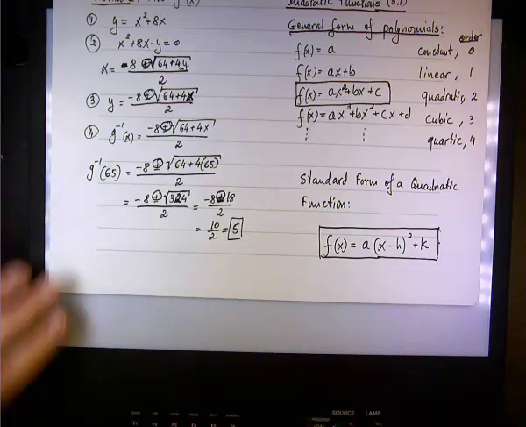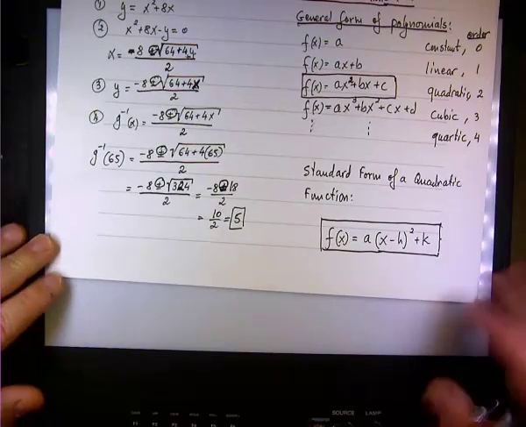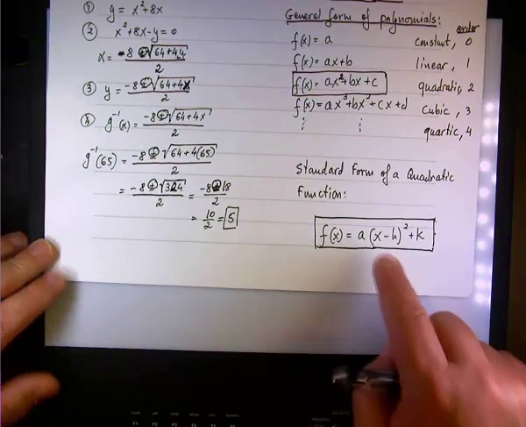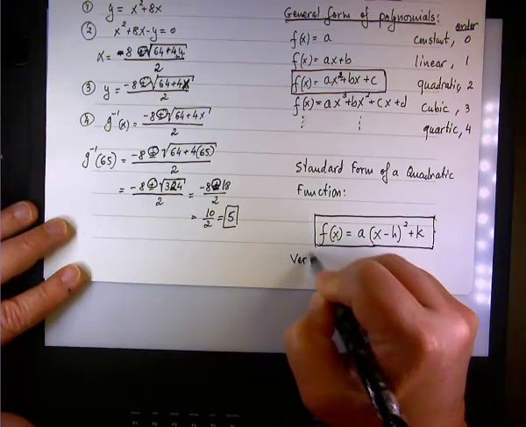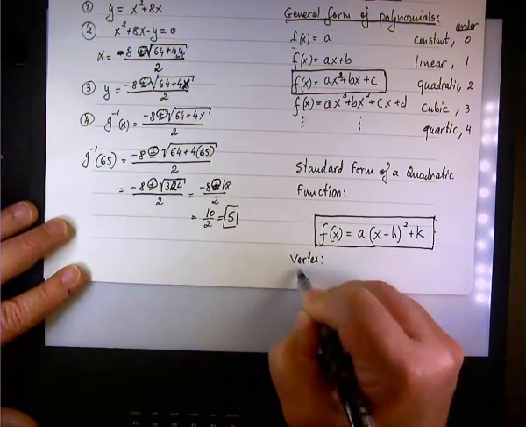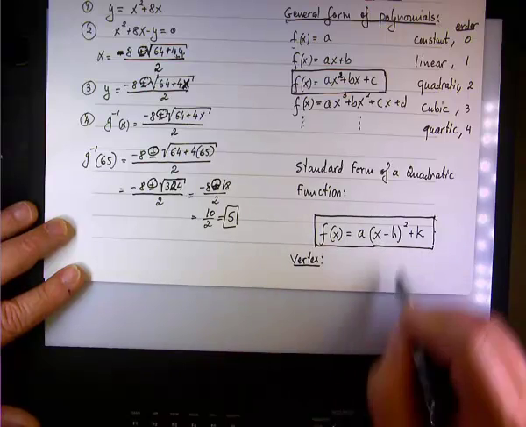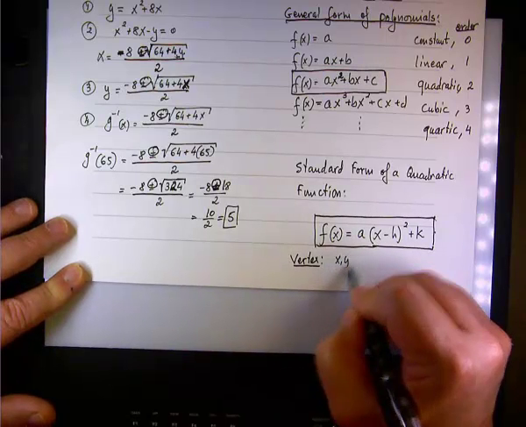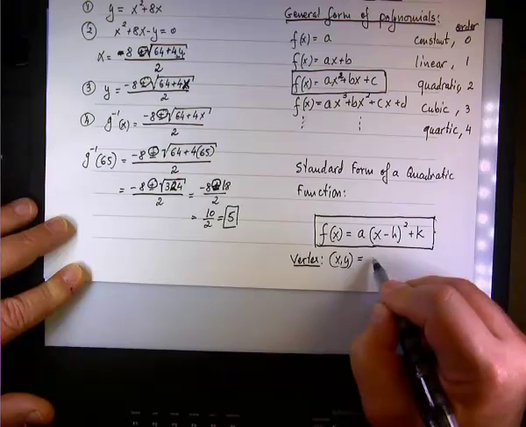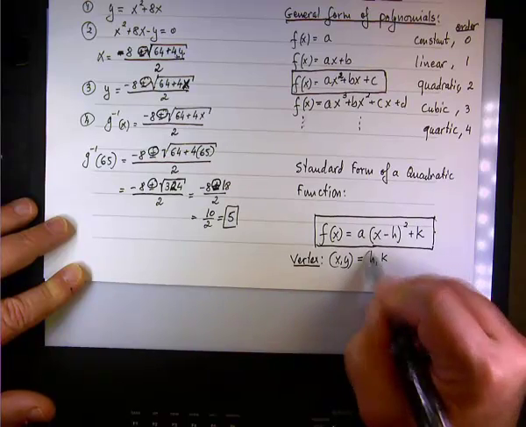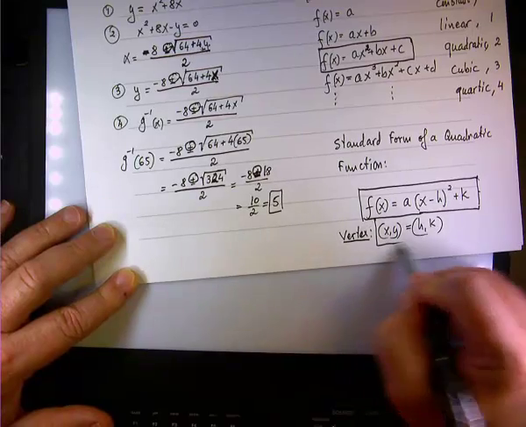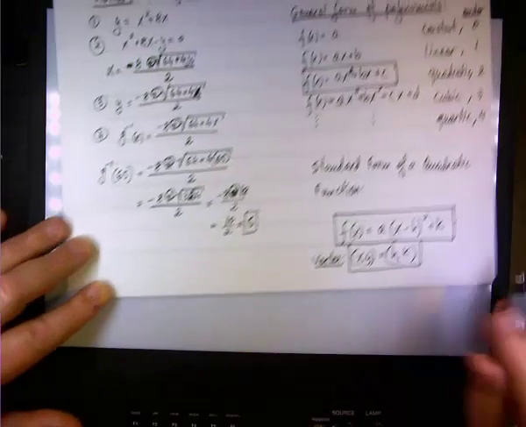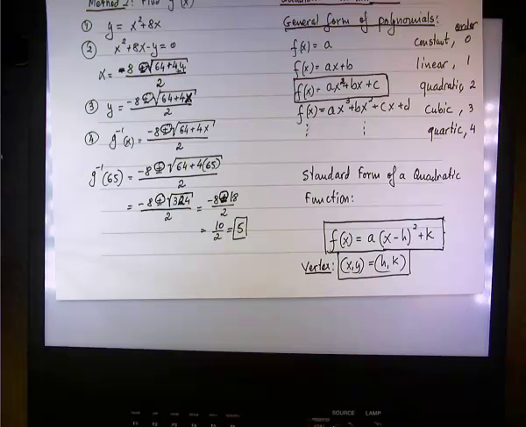In your assignment, every time you're asked to do the standard form, it means that we need to do the vertex, and the vertex can be read directly from this expression. The vertex is the coordinate xy that are hk, like so. Okay, so this is a little bit more convenient.